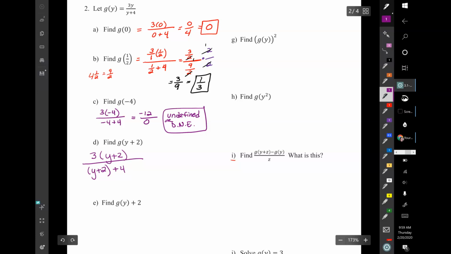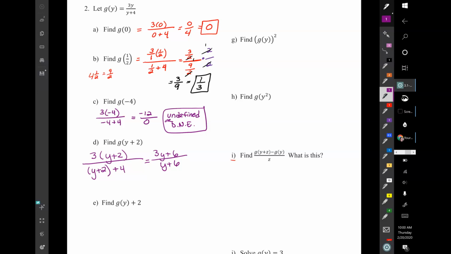Now I'm going to simplify, and I can distribute the top, 3y plus 6, all divided by y plus 2, plus 4 would be y plus 6. Now here's where it's tempting. You're done here basically. There's not much else you can do to simplify. You could go back to here and write this as 3 times y plus 2, but you just were there. That's not simplifying in this case.